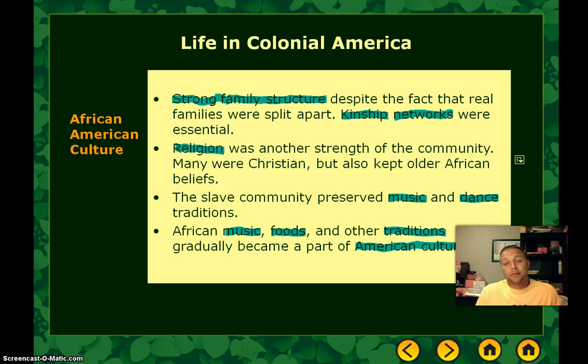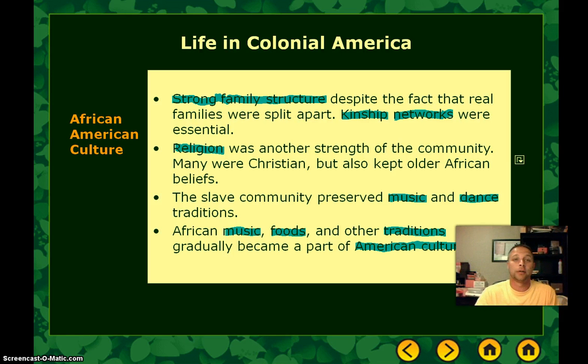Now, Black Americans, though they weren't considered Americans yet, obviously, also were developing culture during this time, even though they're slaves. The family structure was very important to slaves. Even though oftentimes families were split apart, you have these wide networks of kinship, distant relatives and things like that, that become very important to enslaved blacks and free blacks as well.